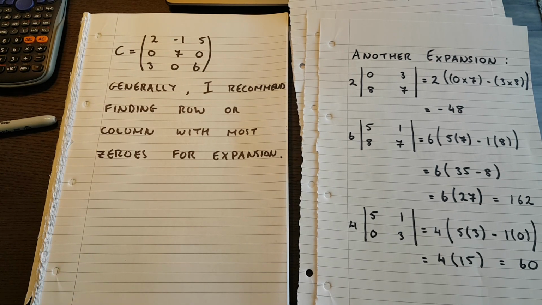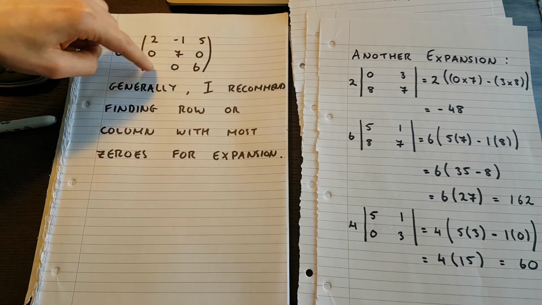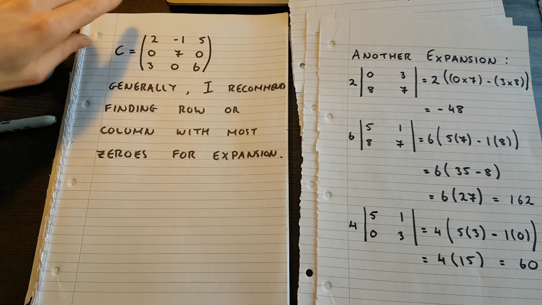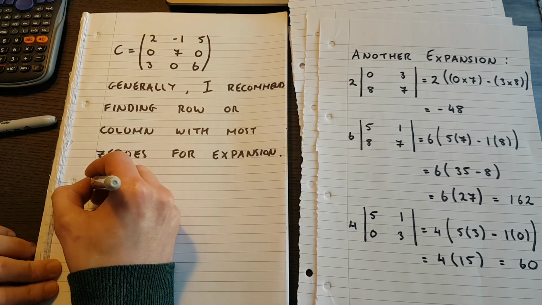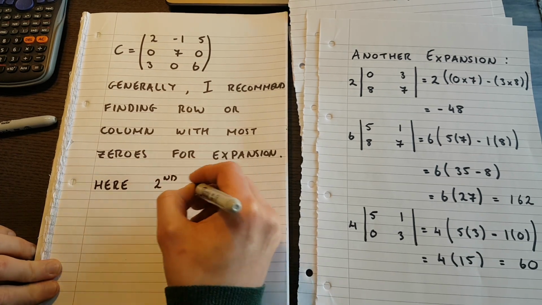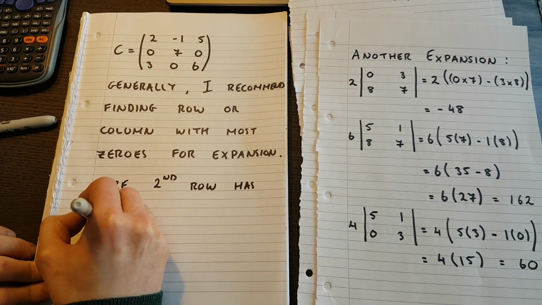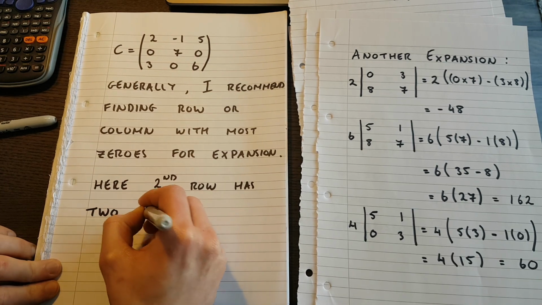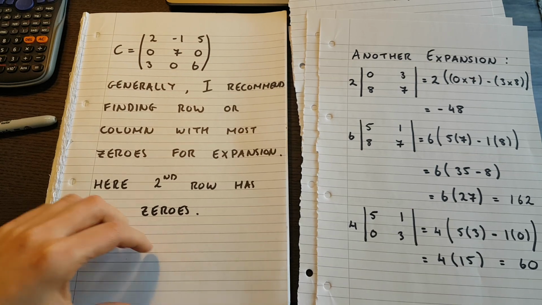So if we look here, we can see, okay, first row has no zeros, the second row has 2 zeros, the third row has 1 zero. Now for the columns, every column has exactly 1 zero. So the best choice here is to expand in the second row because it has 2 zeros. Okay, the second row has 2 zeros.